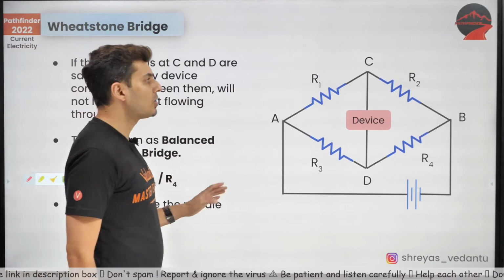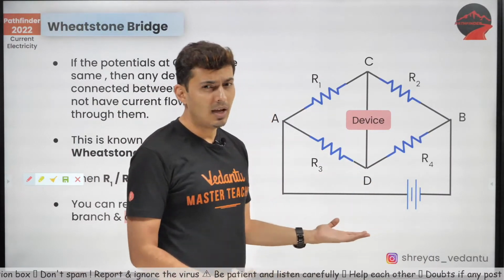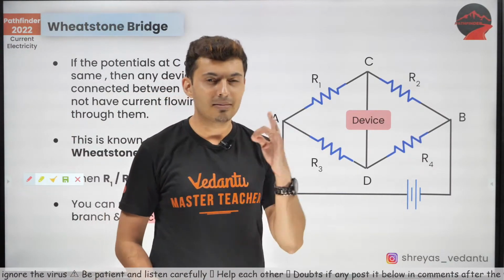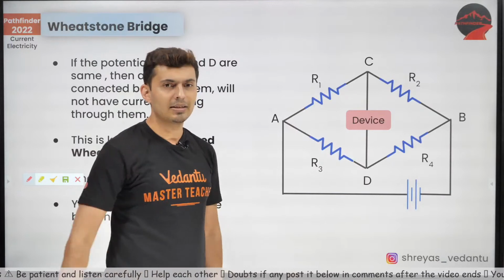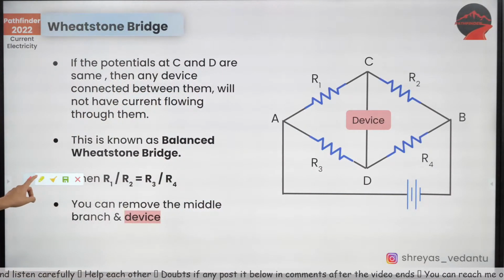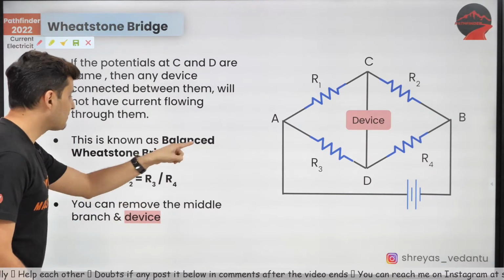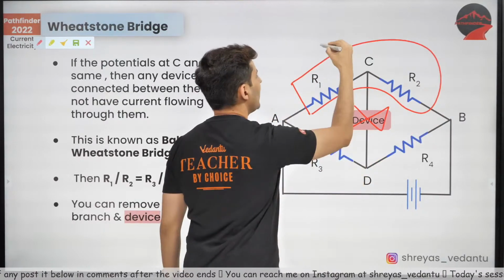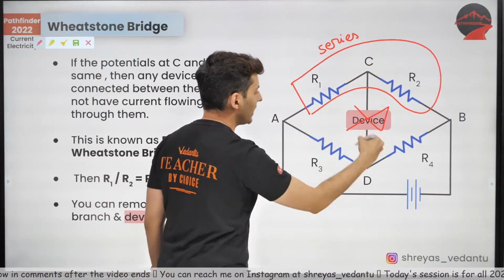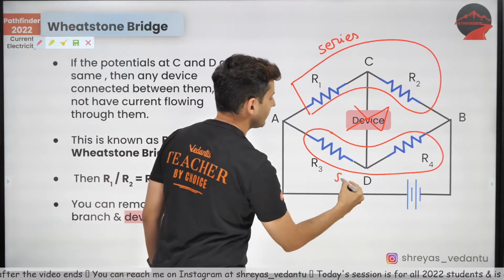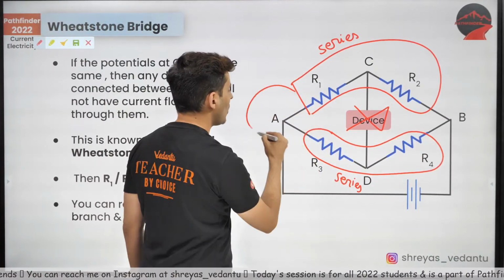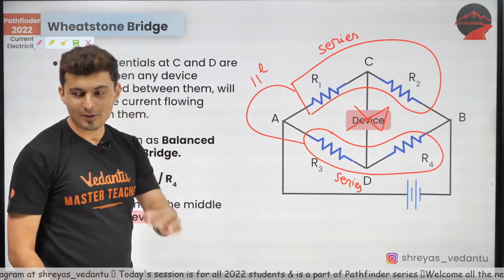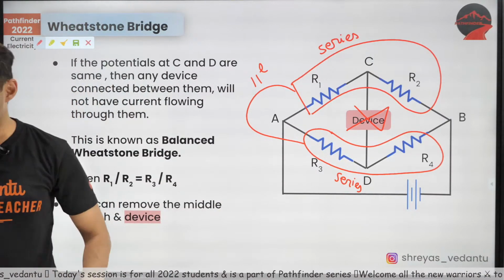Usually you will have problems on the balanced Wheatstone bridge, but in case there is an unbalanced Wheatstone bridge, I have discussed how to solve that in detail in my Pathfinder session of current electricity, again there in the playlist. Do check it out. Now, when this is balanced, you can completely ignore the middle branch. These two become in series because there is no current, and these two also become in series, and their combination is in parallel. So it becomes a very simple circuit. I hope this is clear.